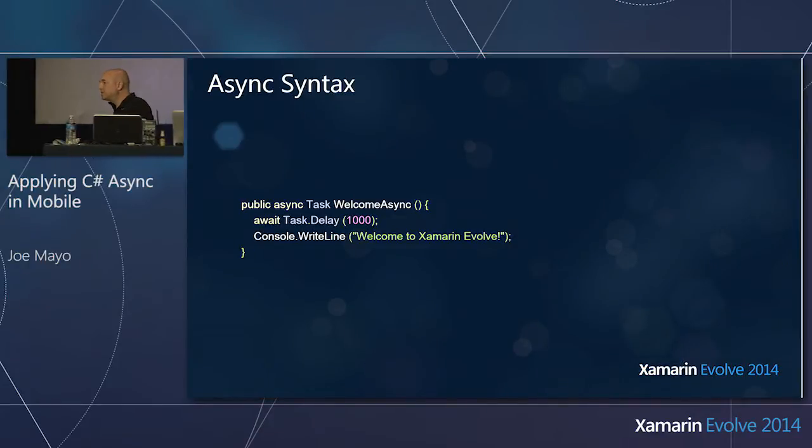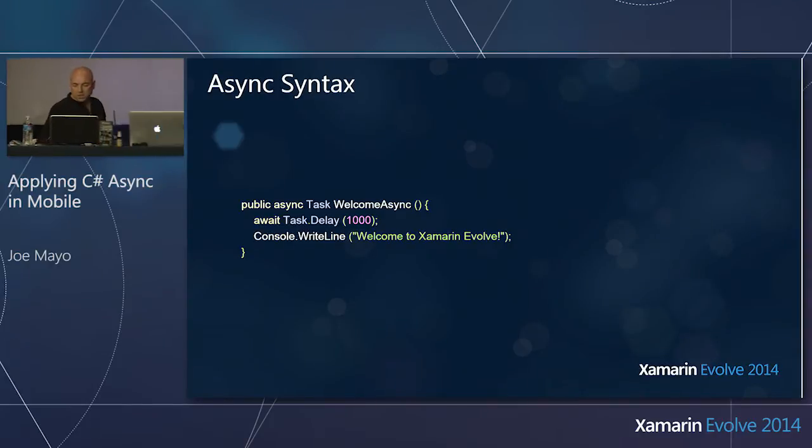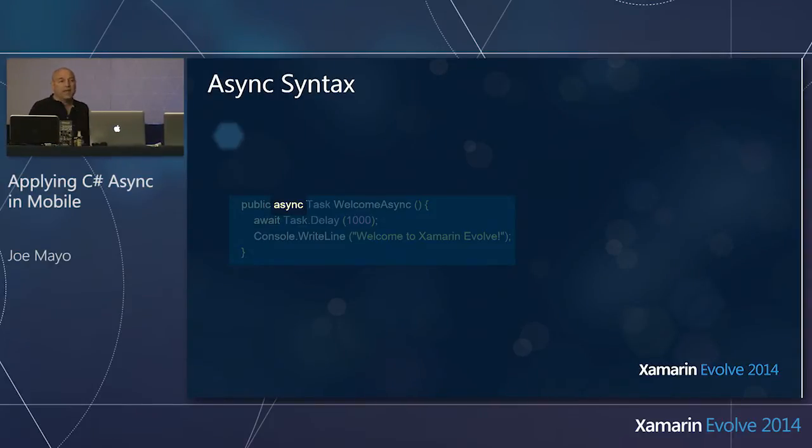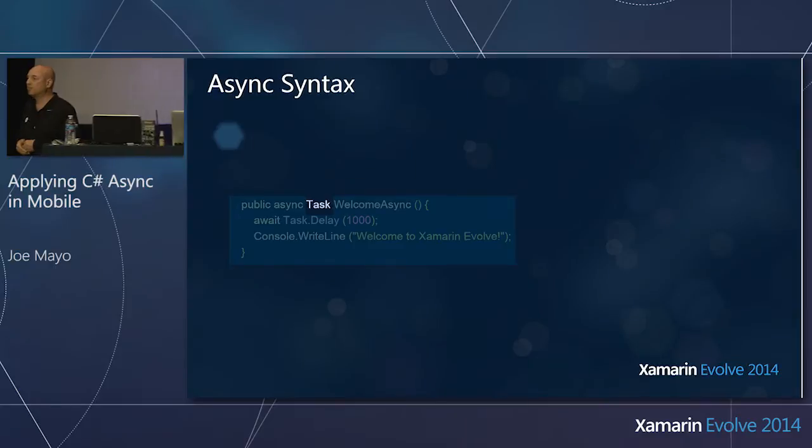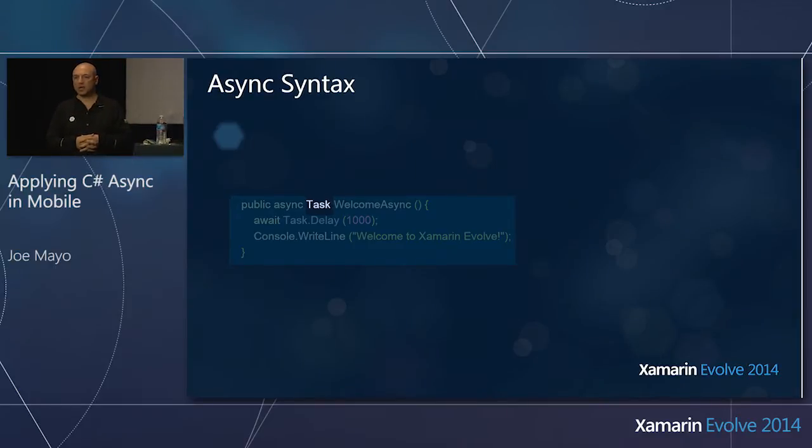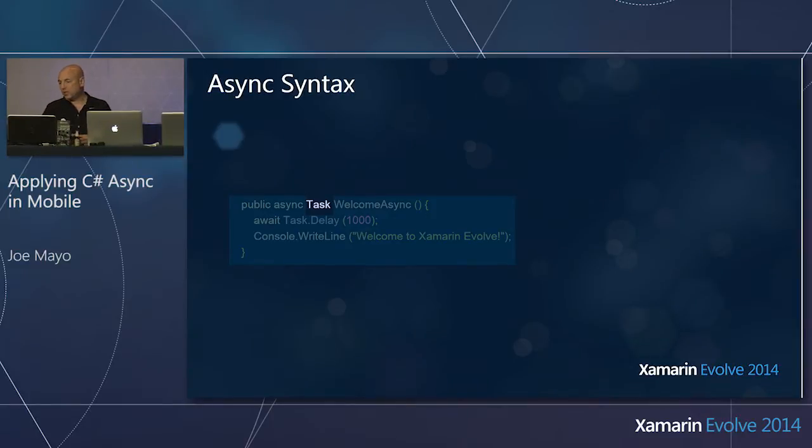So I've got a very small snippet of what an async method might look like. We start off with this async contextual keyword. It's a modifier, and it modifies a method that can contain awaits. Task is the return type of the method. The return types you can modify an async method with are Task, Task of T, or void. I'll talk more about the void case later and why that's not such a good idea.